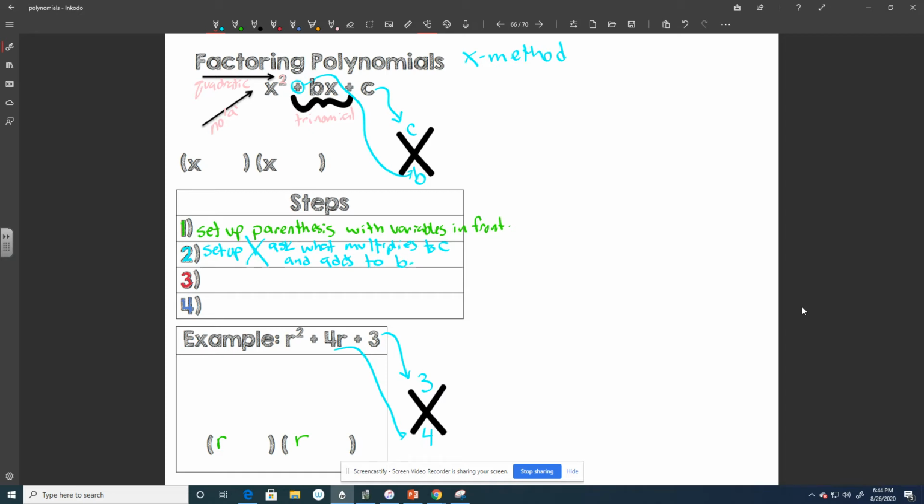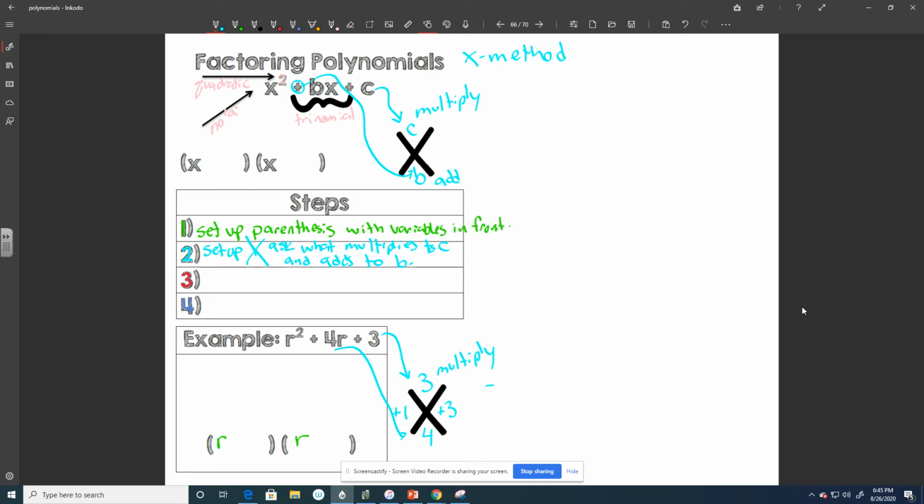So I want to know what multiplies to C, what multiplies to equal this number, and what adds up to B. So I'm looking for 2 numbers. And in our example here, we kind of picked a nice one to start with. I'm looking for 2 numbers that multiply to be 3. Well, the truth is there's only 2 things that you can multiply together to be 3. And that's a +1 and a +3. 1 times 3 is 3.